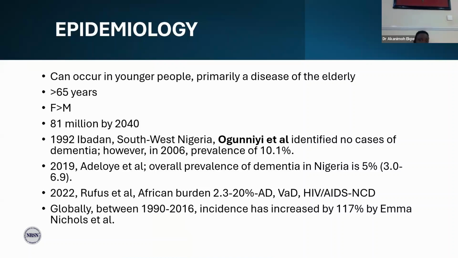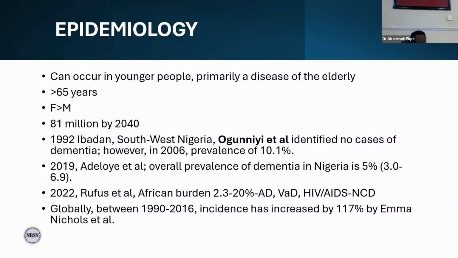Dementia can occur in young people, but it's primarily a disease of the elderly. The patients are greater than 65 years, and there is a female predilection. Some studies have postulated that in 2040, which is about 16 years from now, we would have 81 million people living with clinically and radiologically diagnosed dementia.